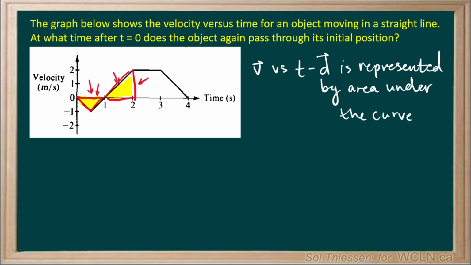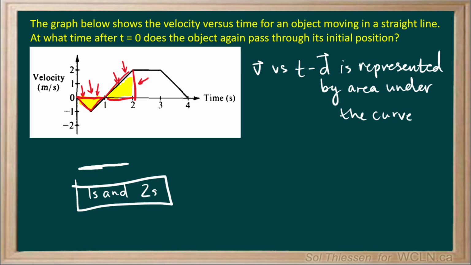So the object starts traveling backwards in the negative direction, and then by 2 seconds, the object has actually gone back past its initial starting position, because this positive area on the right is greater than this negative area on the left. So we can say that between 1 and 2 seconds, the object passes by its initial position once again. So the best answer for this problem is that between 1 and 2 seconds, the object passes by its initial position yet again.